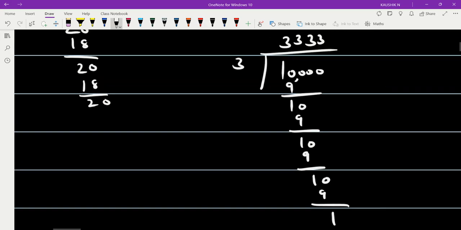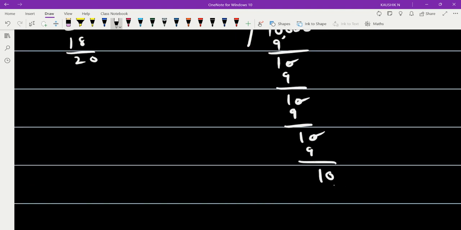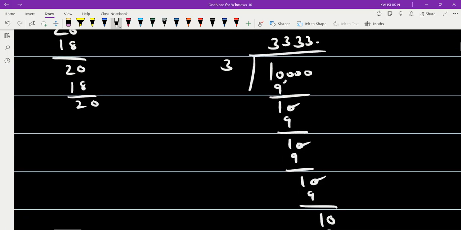We have exhausted all the zeros, right? 1, 2, 3 zeros were there. Here 1 zero, 2 zeros, 3 zeros gone. So no more zeros, so you are going to add one zero here. Then do not forget to keep a decimal over there. Now again 10, 3 times is 9, 1. When you come back here, it will be 3.